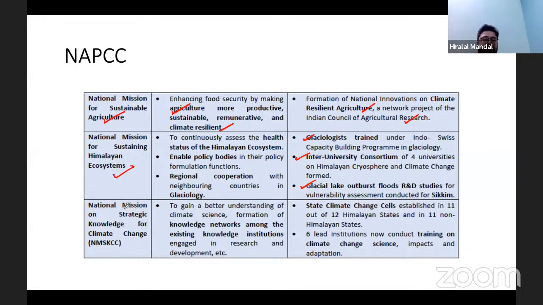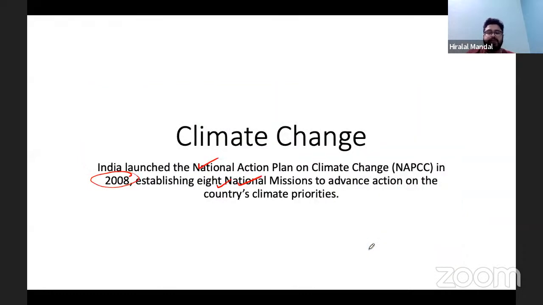National Mission on Strategic Knowledge on Climate Change. State climate change cells have been established in 11 Himalayan states, and 6 lead institutions now conduct training on climate change science, and also on adaptation and the impact of climate change. So that's the progress with respect to the National Action Plan on Climate Change.